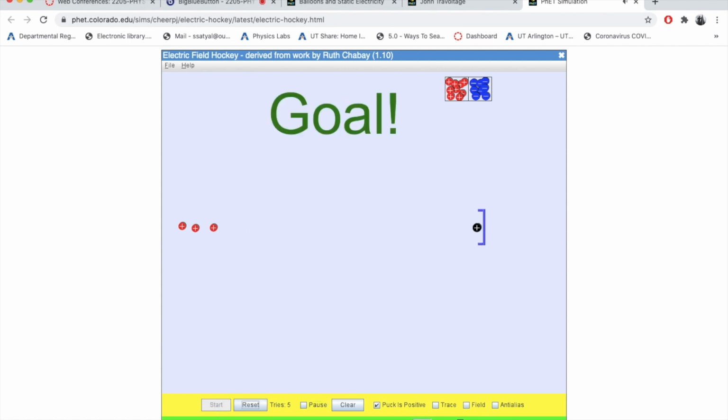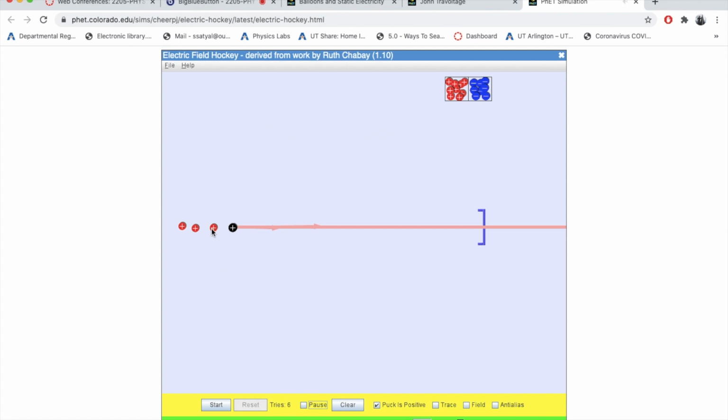Okay, and interesting thing, do you have to place these charges along the horizontal line all the time? I don't know. Let's see. I don't need that. So which way do you think the black hockey puck will move? I'm gonna start it, meaning give charge to these two positive circles.